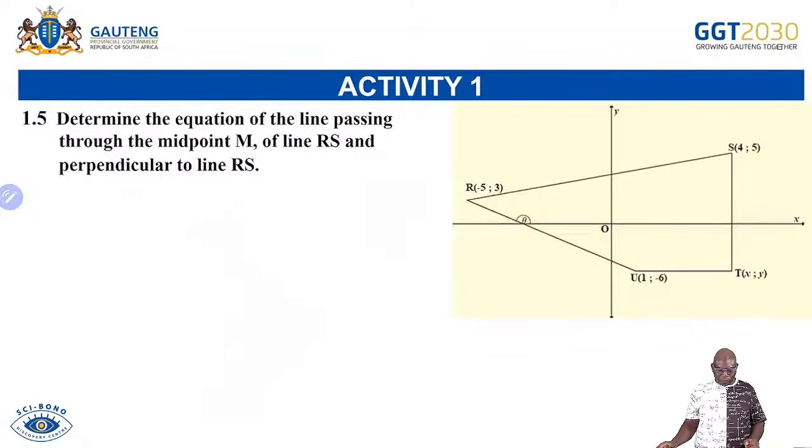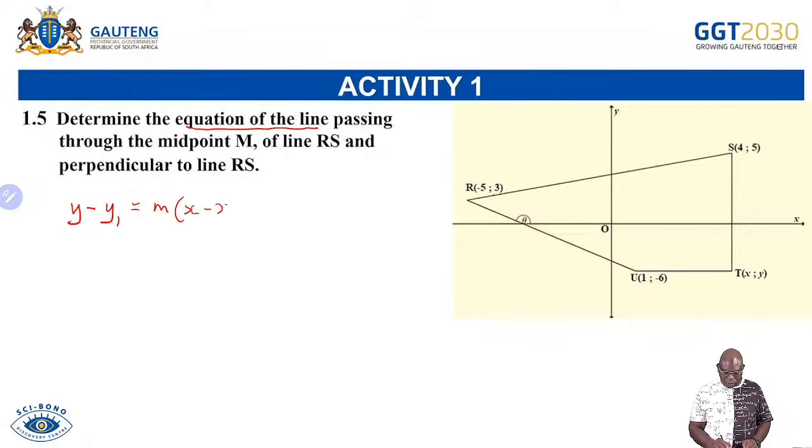1.5, it says determine the equation of the line. Immediately when they say equation of the line, what do you know? You have your formula, y minus y1 equals m into x minus x1. Why don't I just write down the formula? If this question is 3 marks and I've written the formula, they're marking the formula, for instance, I already have 1 out of 3, which is 33%. I've already passed. I'm just copying the formula from the formula sheet. But it must be the correct formula.